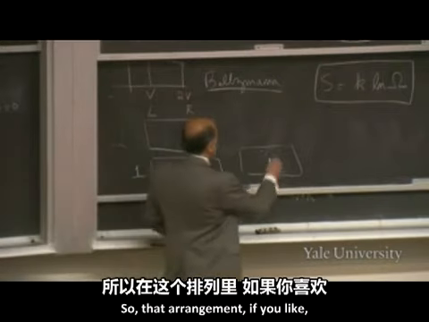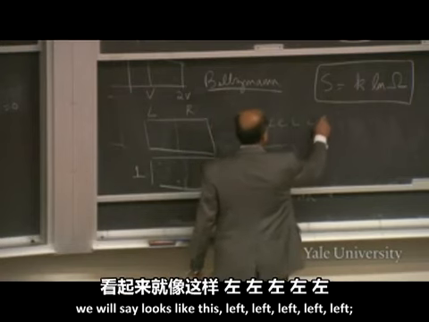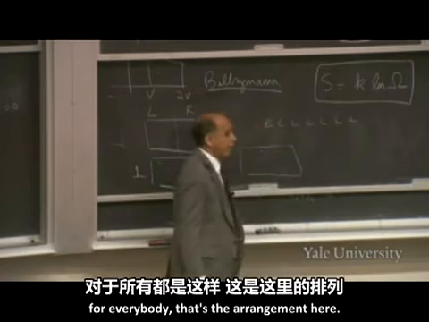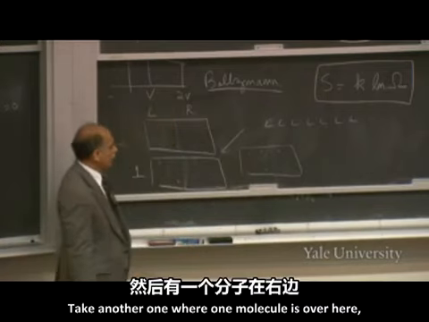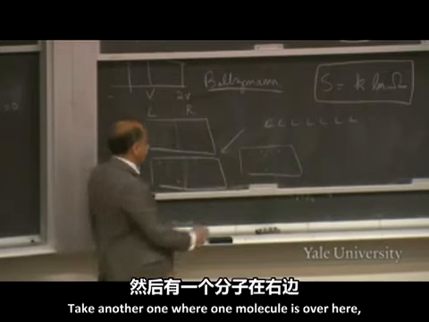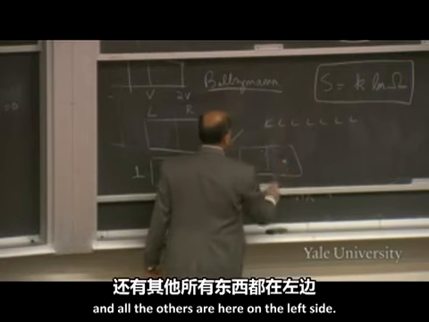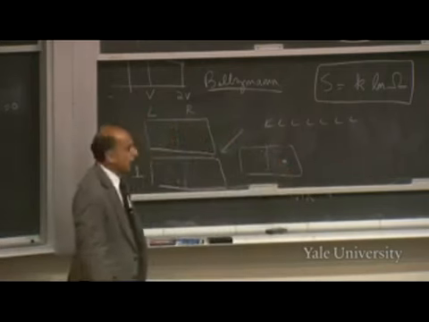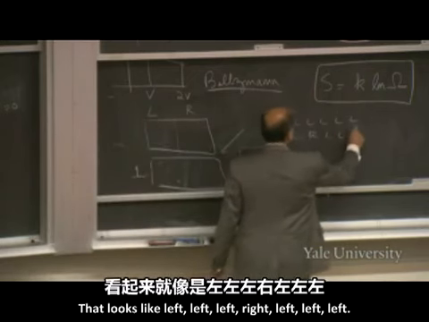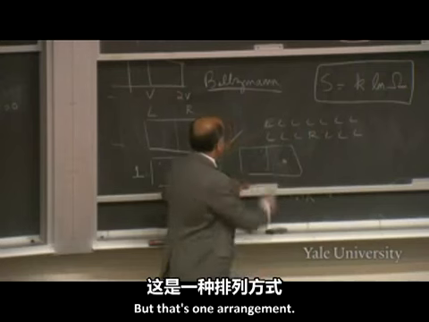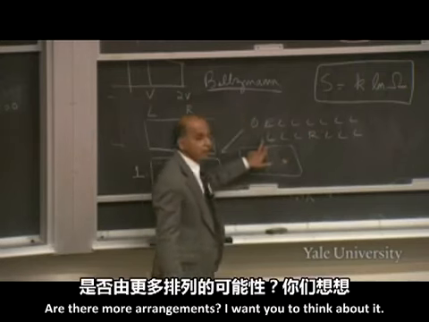So that arrangement, if you like, we will say looks like this. Left, left, left, left, left, left for everybody. That's the arrangement here. Take another one where one molecule is over here and all the others are here on the left side. That looks like left, left, left, right, left, left, left. But that's one arrangement. But have I done my complete homework here, or are there more arrangements?